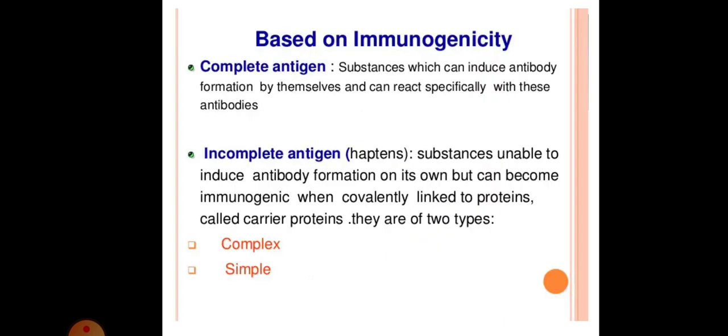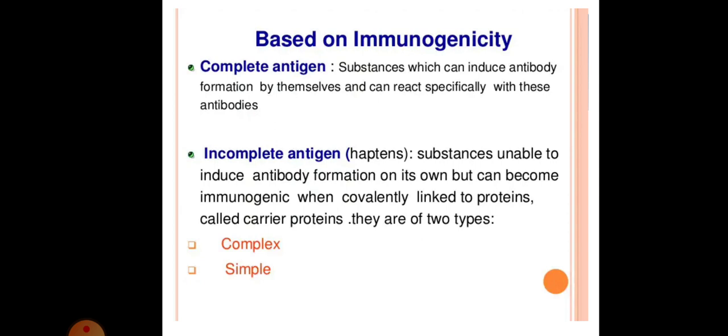Based on immunogenicity, antigens can be categorized into two types. One is complete antigen and another is incomplete antigen. Complete antigens are those substances which can induce or enhance antibody formation by themselves and can react specifically with these antibodies. So complete antigens are such substances that are responsible for antibody production, and they can easily react specifically with the antibody molecules. So these are called complete antigen molecules.